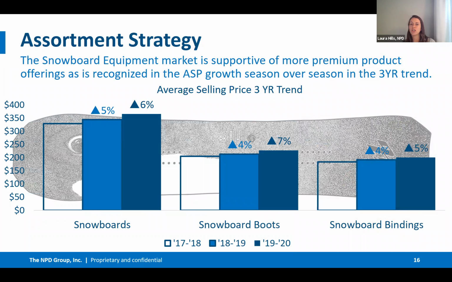When we focus just in on average selling price of the segments within snowboard equipment, we see that season over season for the last 3 seasons, each of the segments within snowboard equipment have recognized consistent increases in average selling price. So this analysis is available at the highest level before bringing in brand or item level analysis, which I'm going to share with you in a few more slides. But this you can get at just with your category information, down to subclass segment within the reports that I'm going to show you at the end of the presentation today.